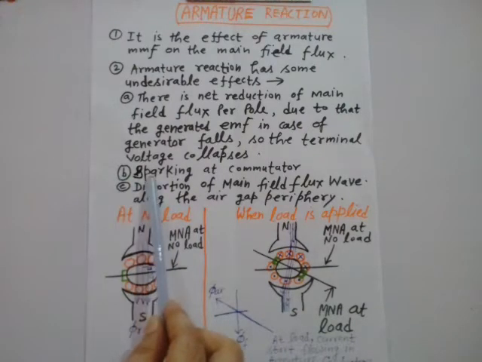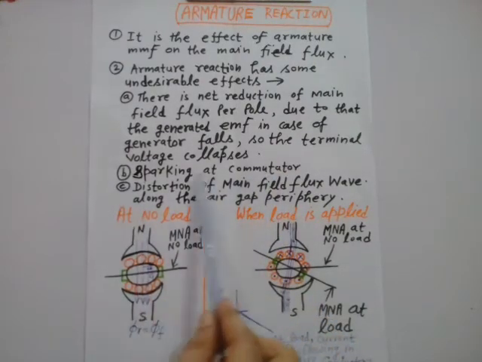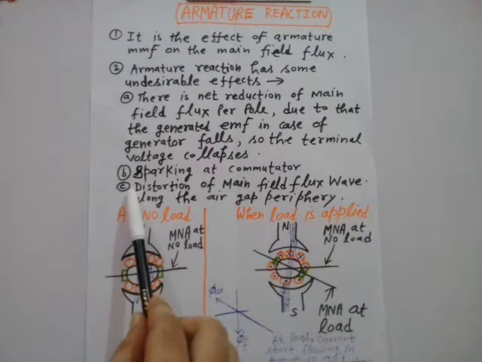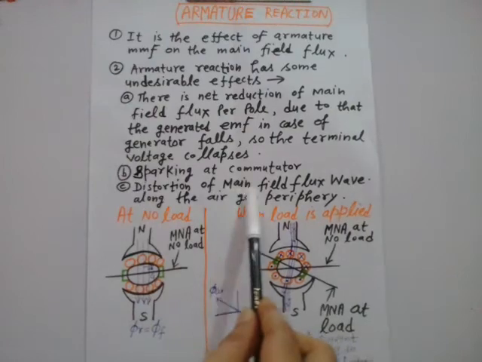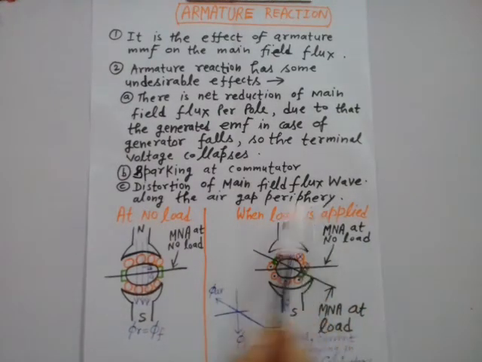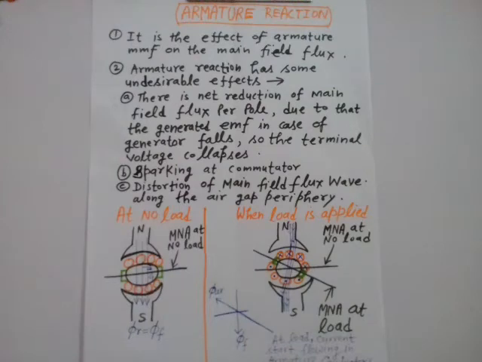The second undesirable effect is sparking at the commutator. The third undesirable effect is distortion of the main field flux wave along the air gap periphery.